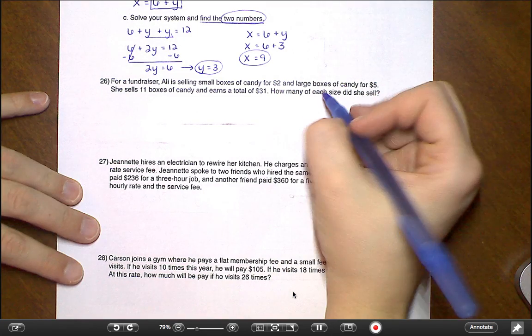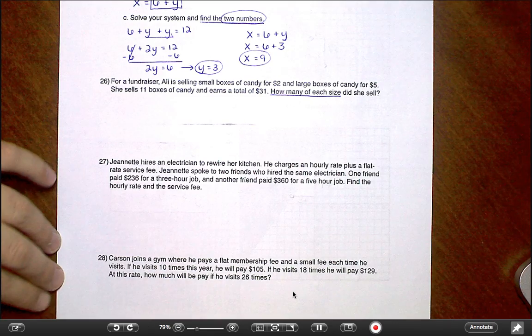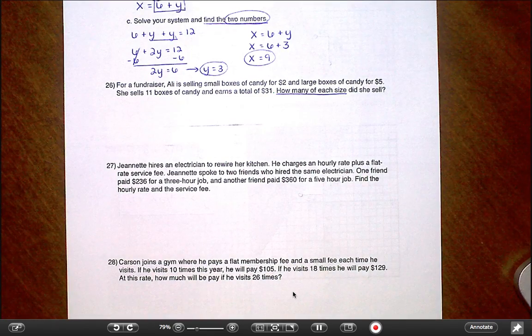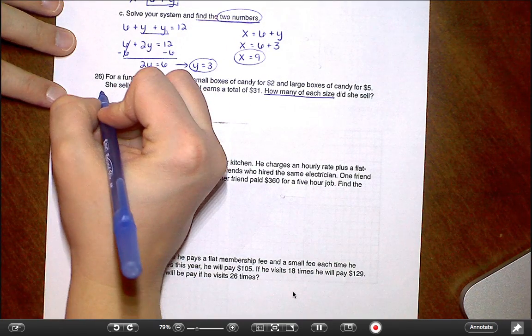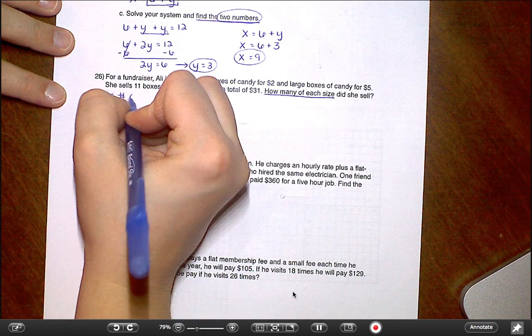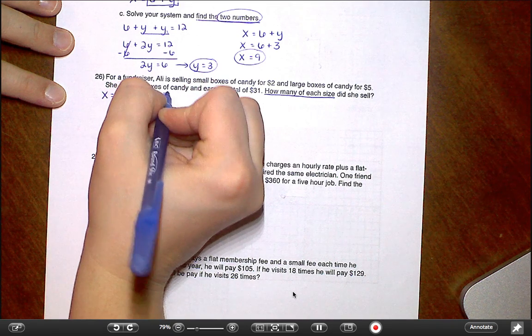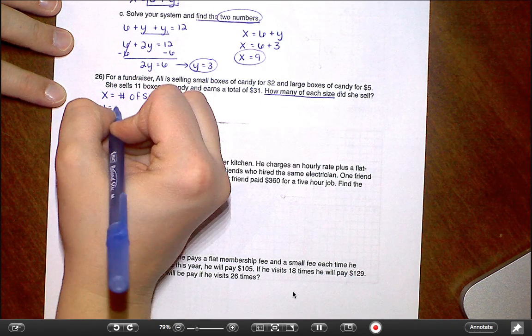So I'm going to start here. How many of each size? That's what I'm trying to find. So my variables, my x and my y. x is going to be the number of small boxes, and y is going to be my number of large.